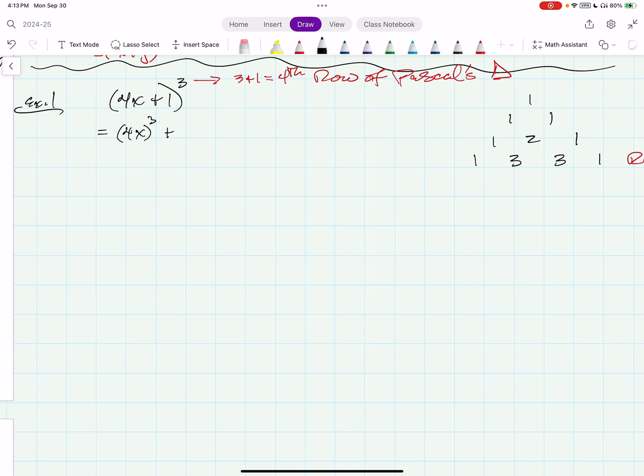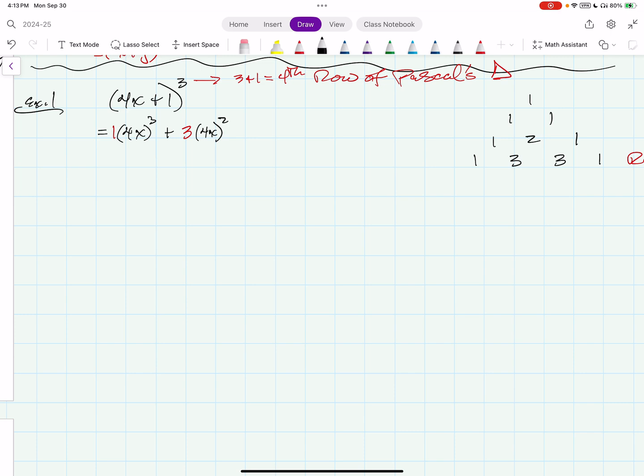Plus, you put the coefficient in now, 3. So again, let me put these in red. The first coefficient is 1, the next one's 3. And then what you do is you take it and you multiply it by 4x to the second power, because it reduces down a degree.